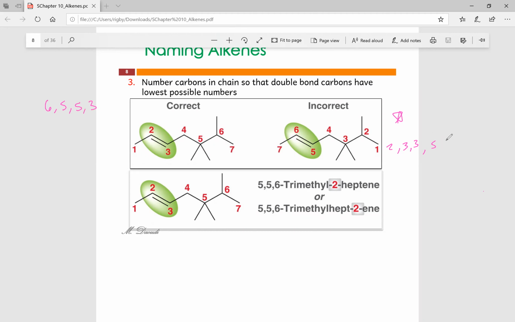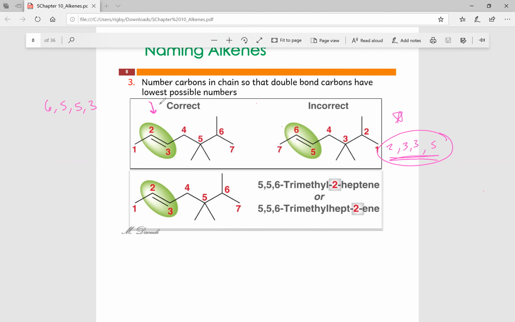So overall, the incorrect naming has a lower number overall, but we want to give the double bond the lowest number possible. So even if it seems incorrect as far as the numbering goes, it might be correct because you want to give that double bond the lowest number possible.